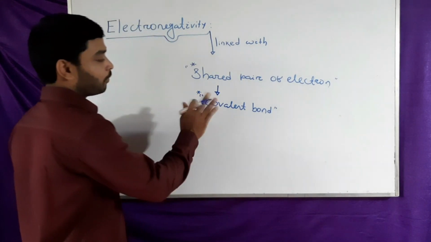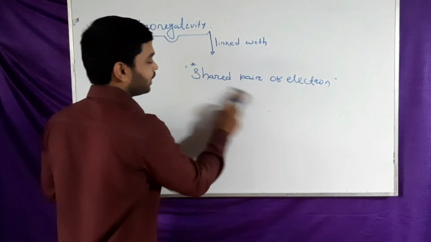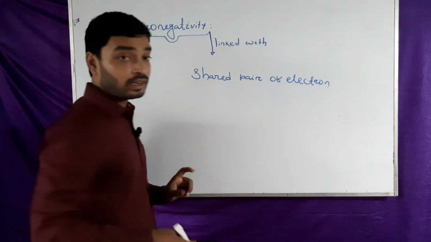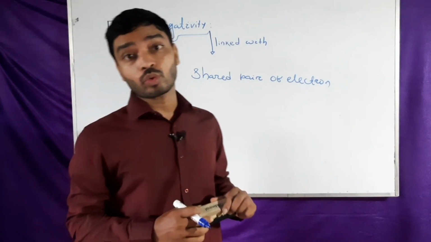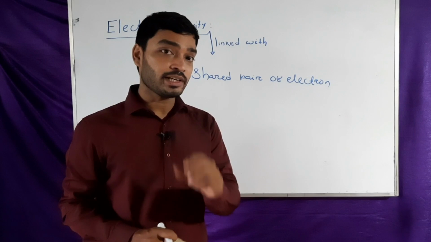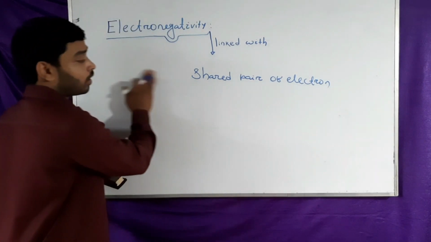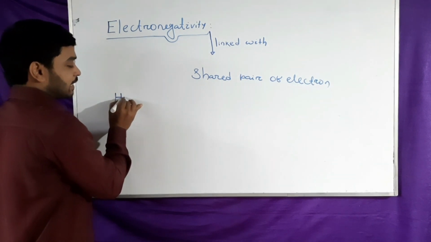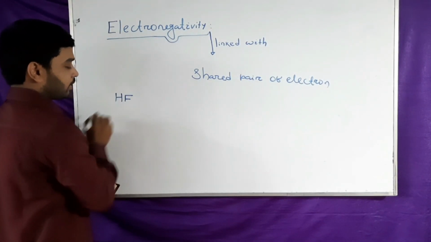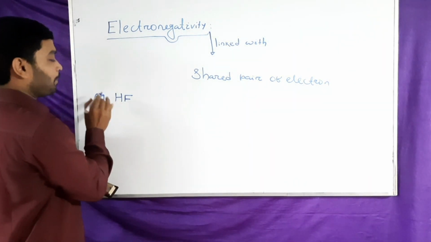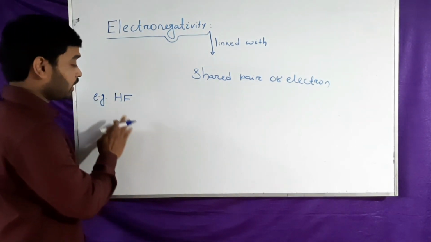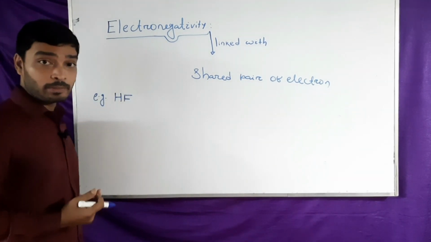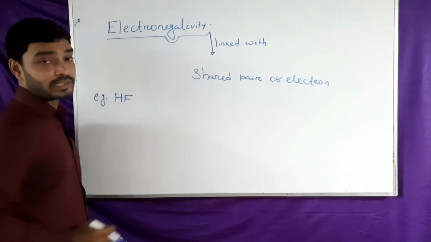So now I am wiping this part. If you have written, just mark. We will know first what is share pair electron and how it develops in a covalently bonded compound. So to understand it, let's take the example of HF. I am taking the help of hydrogen fluoride to explain what is electronegativity through the share pair electron concept.